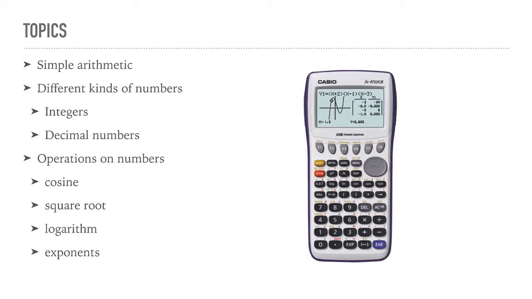So I'm going to start real easy and we're going to do some simple arithmetic, work with different kinds of numbers like integers and decimal numbers. Operations on numbers like cosine, square roots, logarithm, exponent. So basically all the things that you can do on a regular calculator. But I'm going to show you how to do it in the programming language.